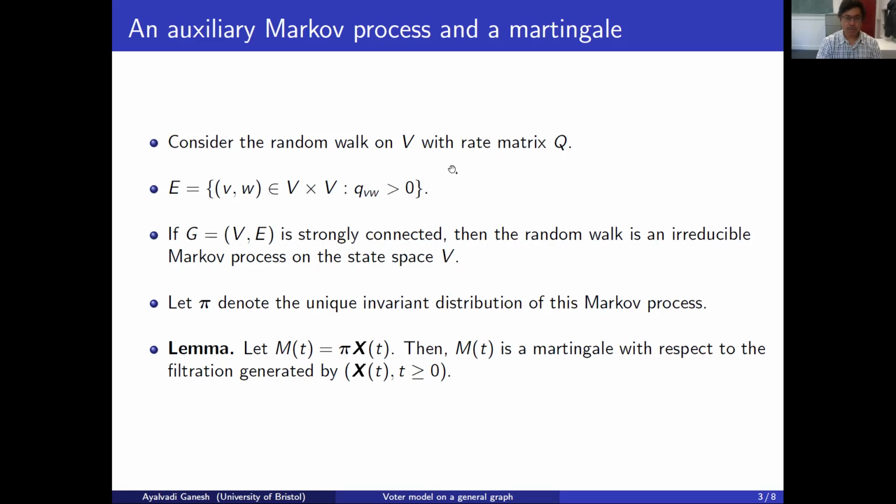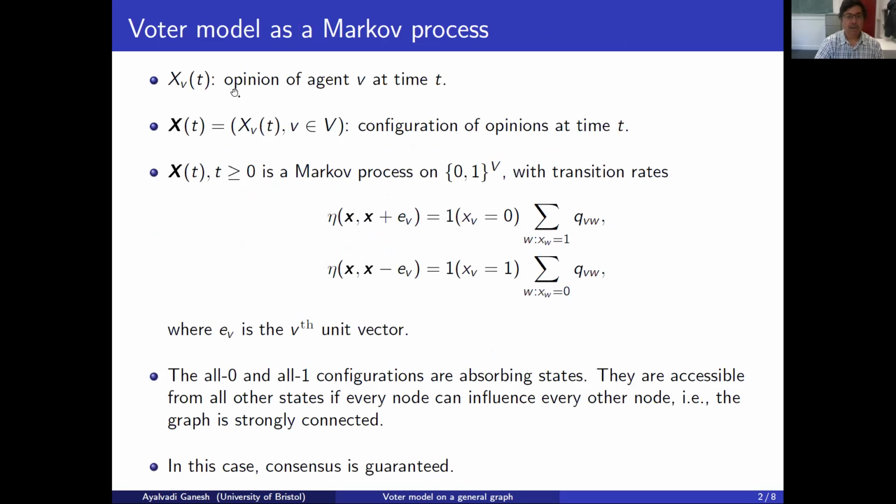So there are two processes going on here, and don't confuse them. There's the voter model, which is a Markov process on the configuration space, the space of all configurations, and that space is 0, 1 vectors indexed by V, which you can equally think of as subsets of V. If the cardinality of V is n, then the number of all such vectors is 2 to the n, or the number of all subsets of V is 2 to the n. So this is a Markov process on a big state space.